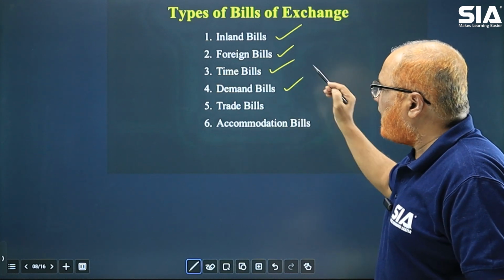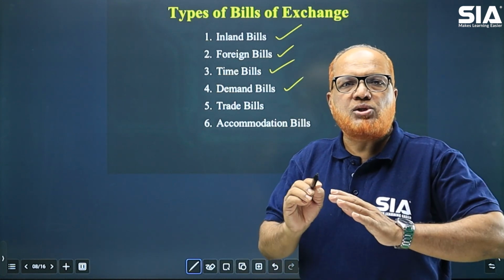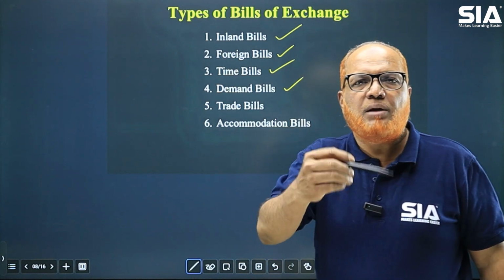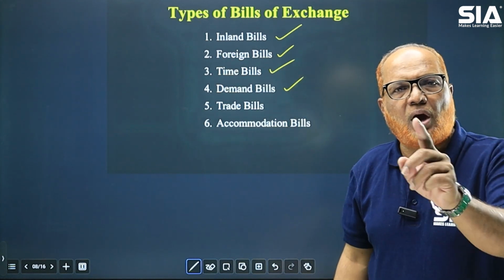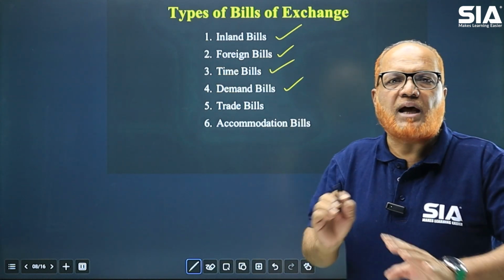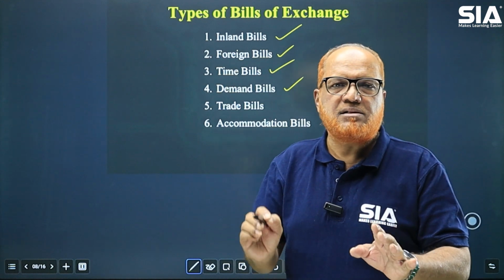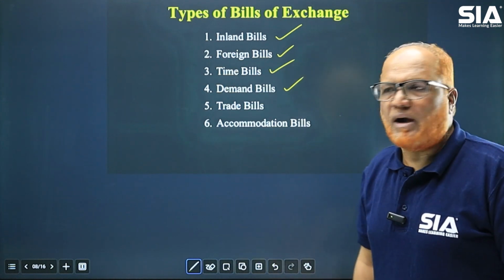Next is demand bill. When the drawer has not given any time period, but the drawer says, whenever I present the bill to the drawee, you have to pay the amount. The time is not specified. In that case, it is called a demand bill.